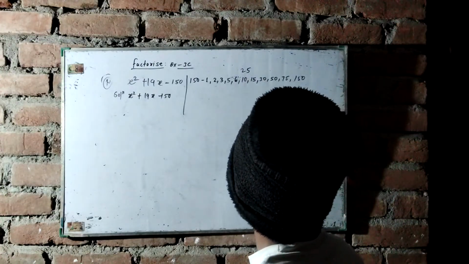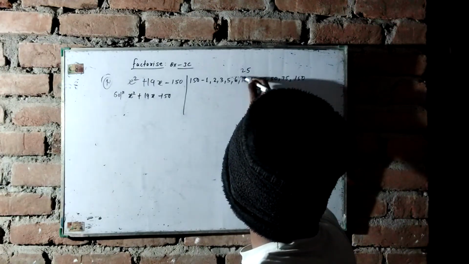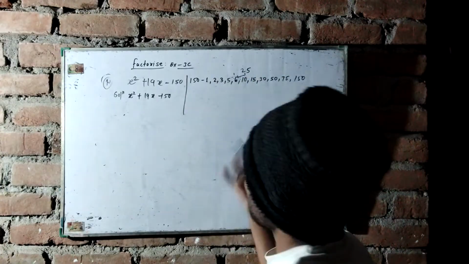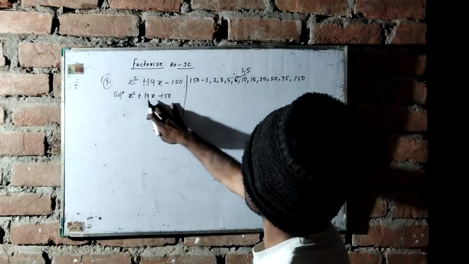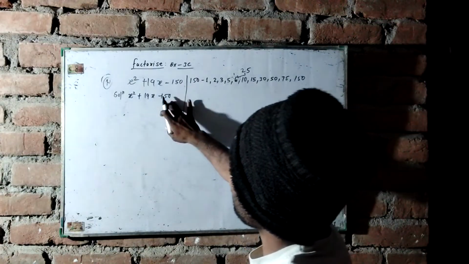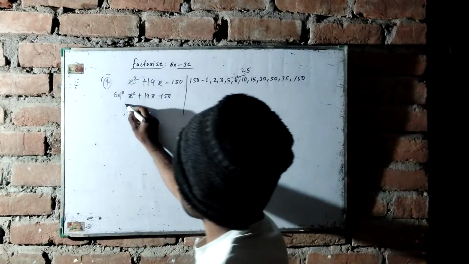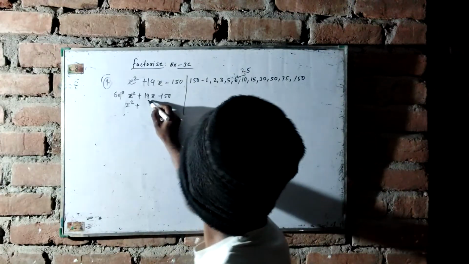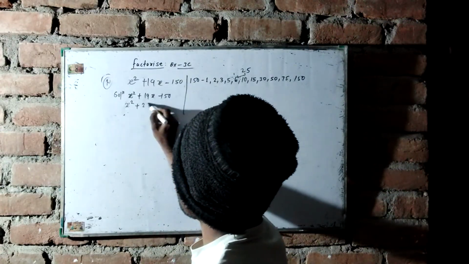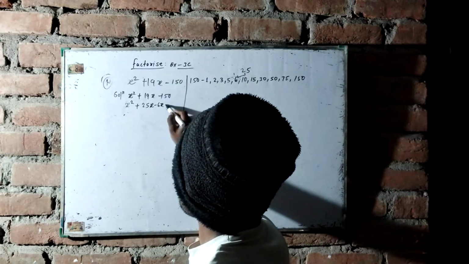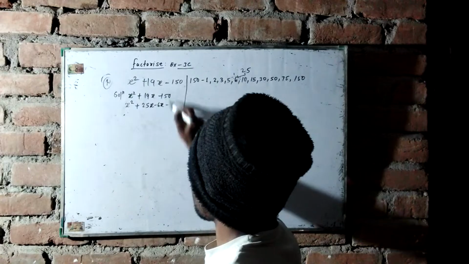Now we choose two numbers 6 and 25 whose difference will be 19 and their product will be 150. So now we can write x square and 19x can be written as 25x minus 6x and 150 as it is.